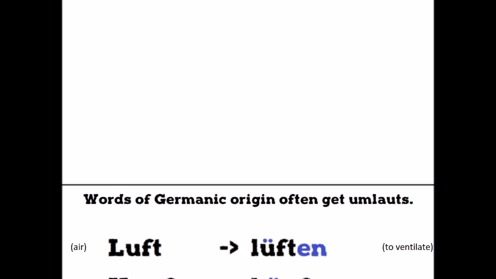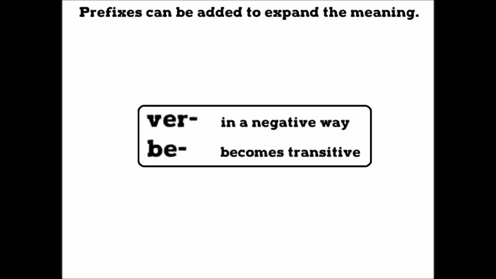Verbs can also make use of prefixes, which adds to the meaning. Like the prefix ver means in a negative way, or the prefix be means that the verb targets a grammatical object. There is a tutorial on my channel showing all the meanings of the prefixes. I'll put a link into the description.